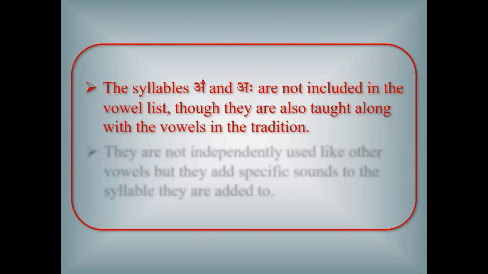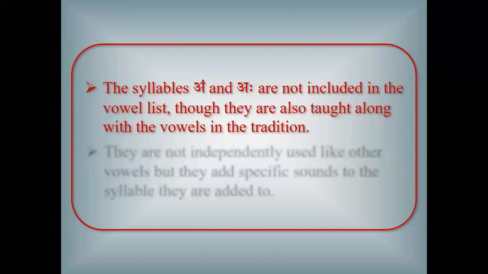So, Aha, Aha, Ihi, Ihi, Uhu, Uhu, then with the letter R, Rhu, and with the long R, Rhu. With L, you don't find it, so you don't have to worry about it now. If it comes, then Lhu. Then with the conjunct vowel E, Ehe. Note this: Ehe, it is not Eha. If it is AI, Aihi. If it is O, Oho, not Oha. If it is AU, Auhu.